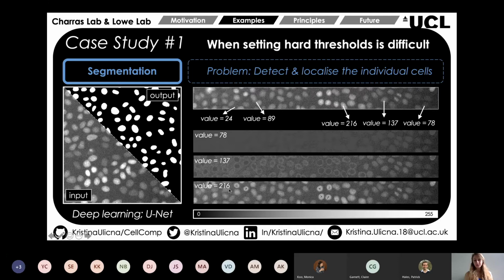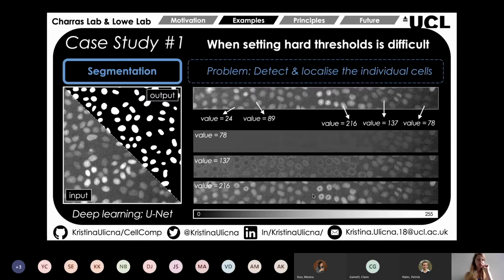The other extreme is that you go to a super high value, almost white pixels. For example, you select 216. One of the things you see here is that you're only really getting the brightest cells, and most of the cells and most of the background are not classified or segmented correctly.